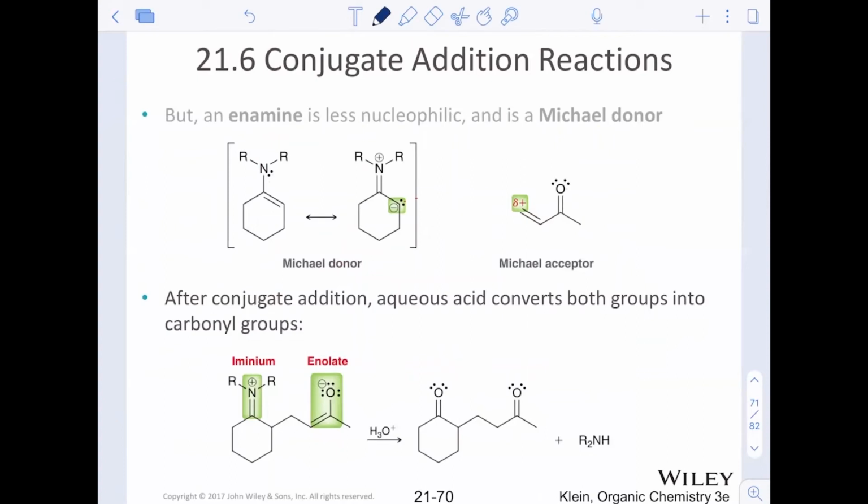So after conjugate addition, aqueous acid can convert you back to your ketone. All right, so it's not the end of the day to use this Stork synthesis to convert your ketone to an enamine and then do the reaction. Not only will the aqueous acid convert your enolate to an enol and then tautomerize it back to a ketone, you will also convert your iminium ion, your nitrogen compound, back to the ketone as well.